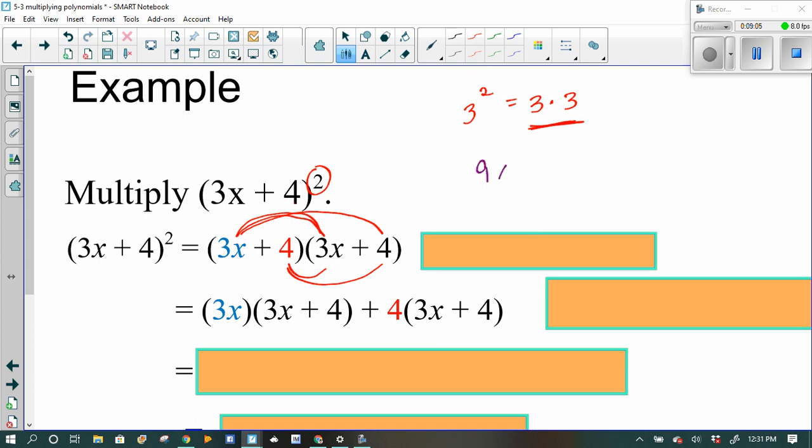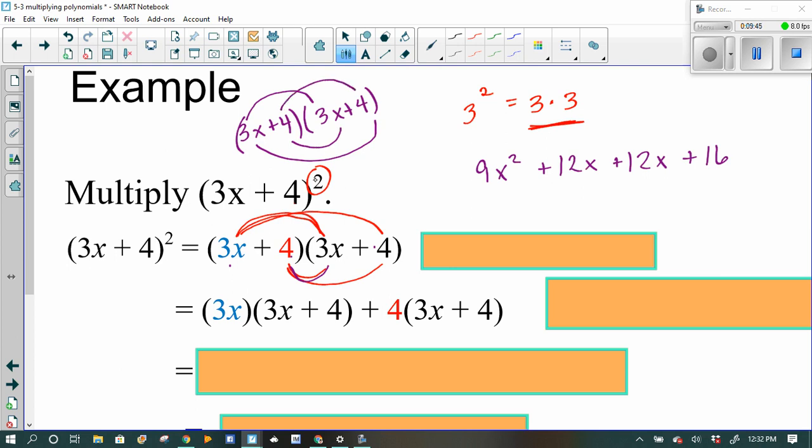3 times 3 would be 9x squared. So first, so outside would be 3 times 4, which would be 12x. And then inside, 4 times 3, which is 12x. And then 4 times 4, which would be 16. So I would do it as 3x plus 4 times 3x plus 4. First, outside, inside, last. Kind of makes a smiley face if you draw your arrows. Here's the guy's nose, here's his mouth. Anyway, you can do it that way, and then of course these two are like terms. So 9x squared plus 24x plus 16, and you'd be done.